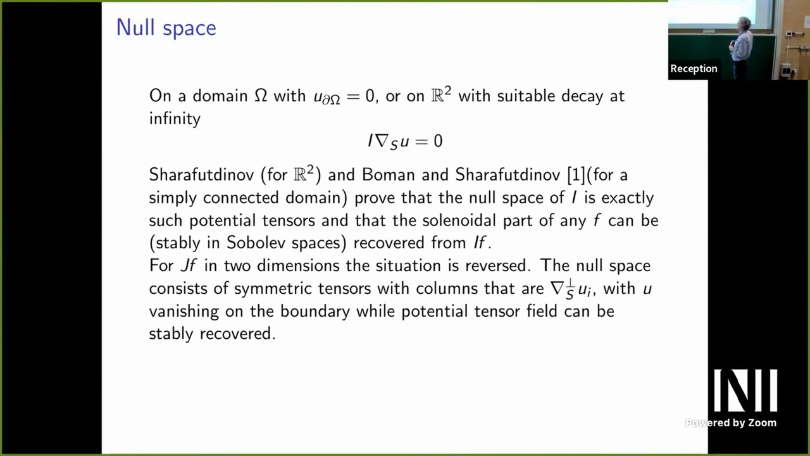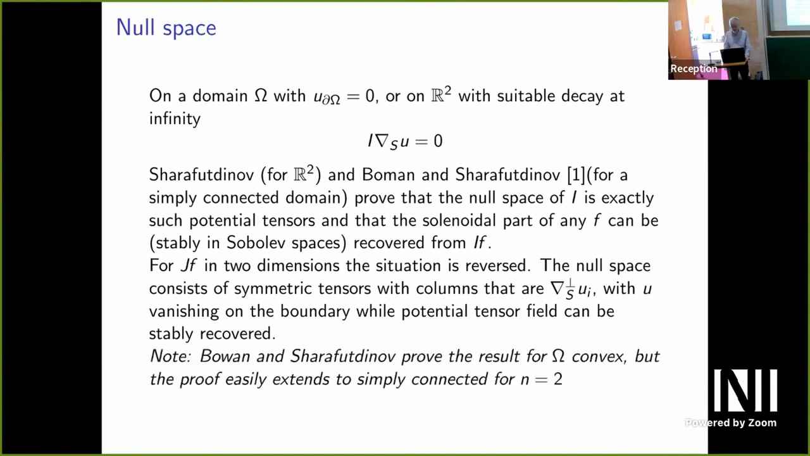Then what you know about the LRT is exactly the solenoidal part in this sense, and the null space is exactly the potential tensor fields. And of course, for the TRT in two dimensions, it's kind of reversed. You had a notation for skew solenoidal or something, but you can find the potential tensors. So that's just a note about the complexity.